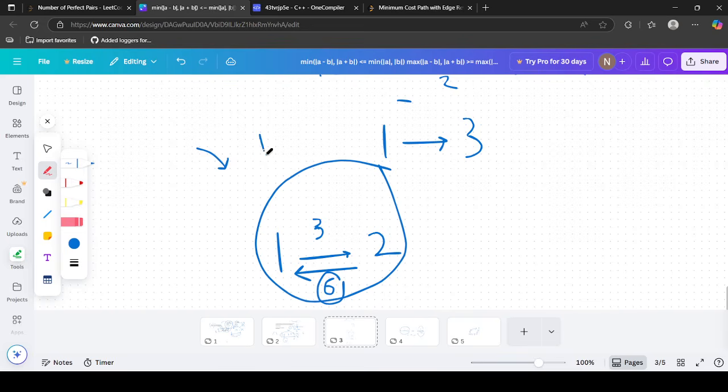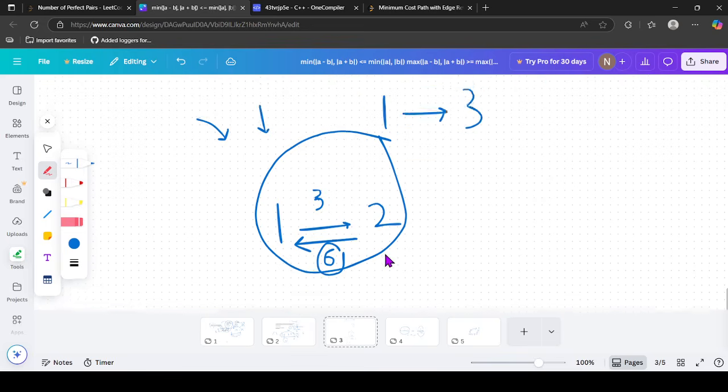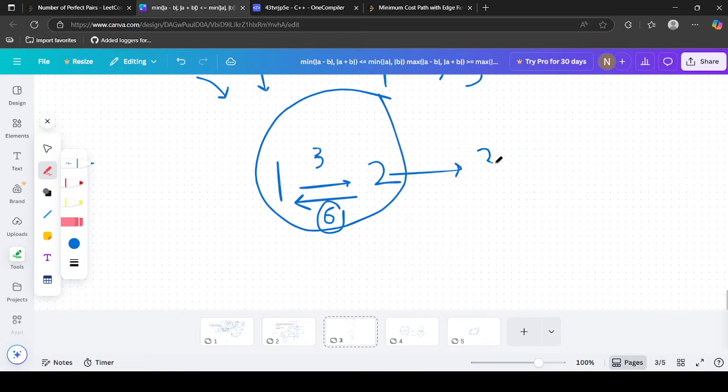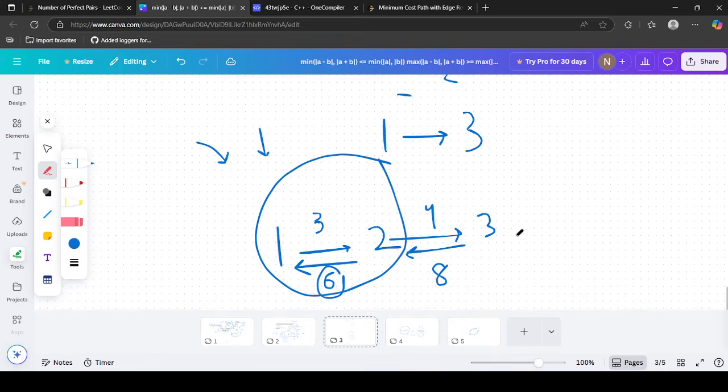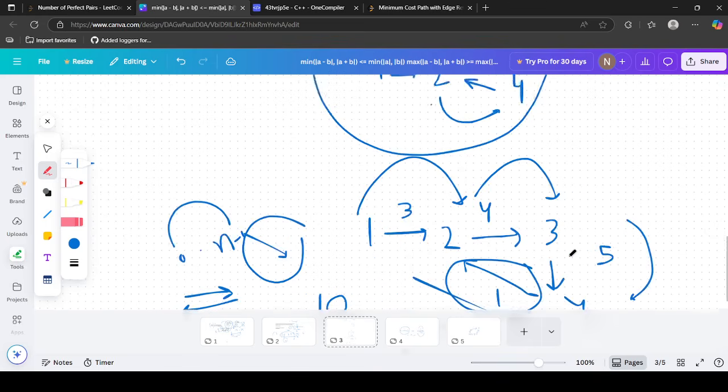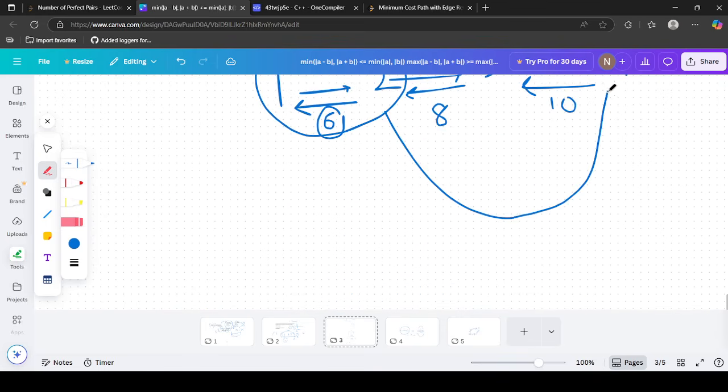But whenever there is a reduction, we want to use that. So in this 1 to 3, 1 to 2, we have added 3 and we have added 6. For 2 to 3, the weight is 4, but for 3 to 2 also, there is an extra edge which is 8. Even for 3 to 4, we have 5, and then for 4 to 3, we will add 10. And then we have 2 to 4 as 1, and then we also have 4 to 1 as 2.